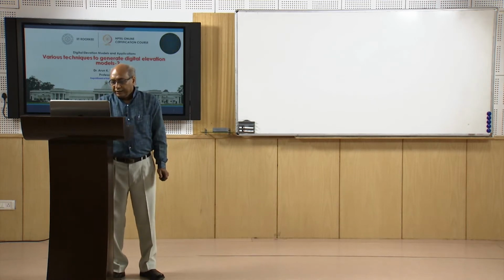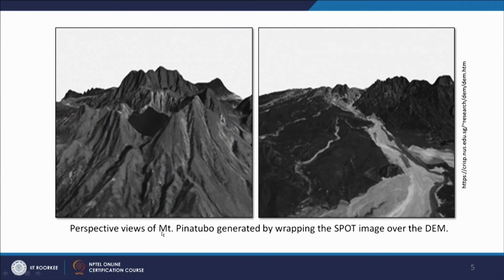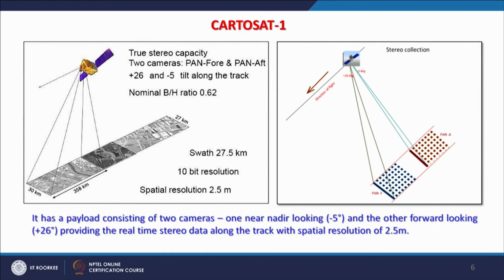This is the 3D perspective view of Mount Pinatubo, again generated with the SPOT data pair, and one image has been draped over that data set. So we can see the advantages of that. First the images were used to generate a digital elevation model, and then one of the images was used to drape over the digital elevation model, and then you develop a 3D perspective. So this can be done with any optical images.